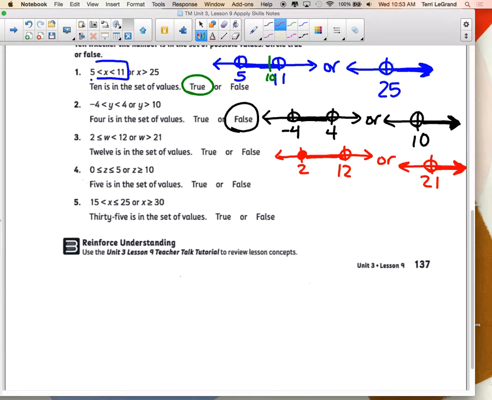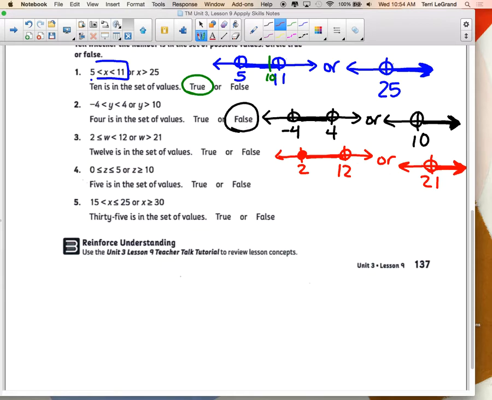So how are you feeling about number 3? Is that one a true statement or a false statement? True or false? Tyler was saying false. Anybody want to agree with him? Yeah, some of us do.